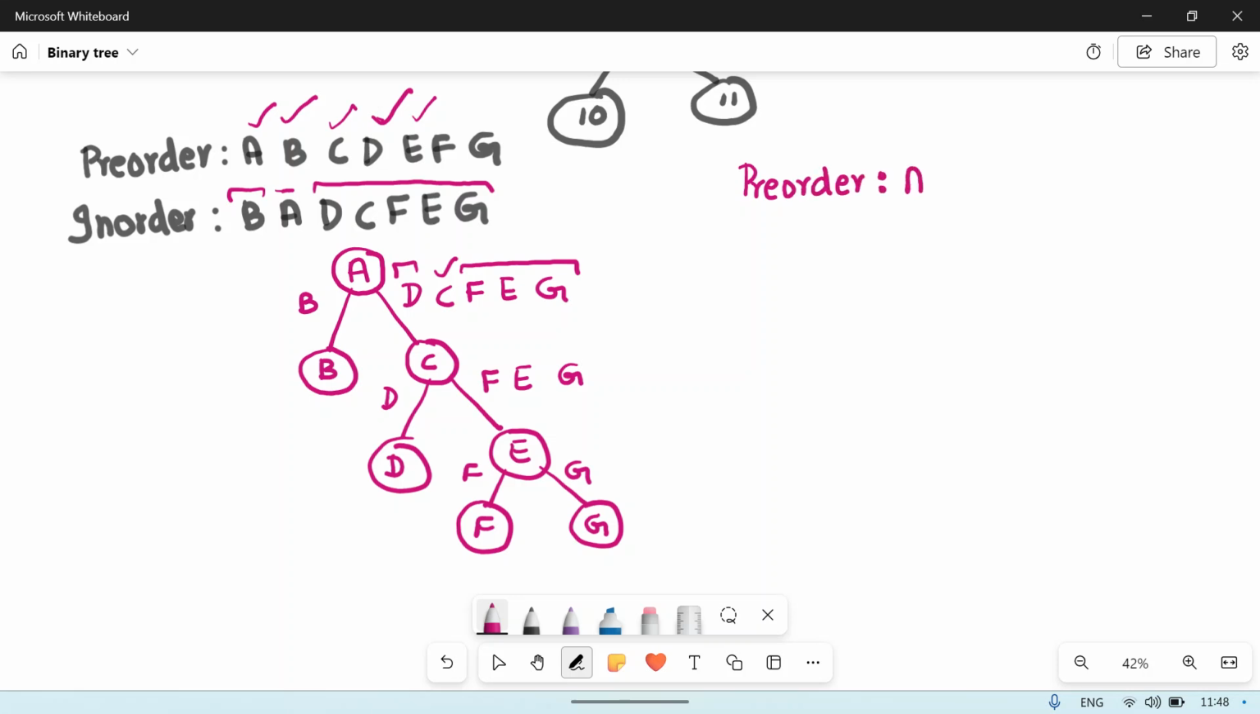So pre-order is A, B, C, E, D, F, and G. Let me erase this one and write it again. This is E. Likewise, in-order is D, B, E, A, F, C, and G. Pause the video here and do the solution and then you can check the solution.